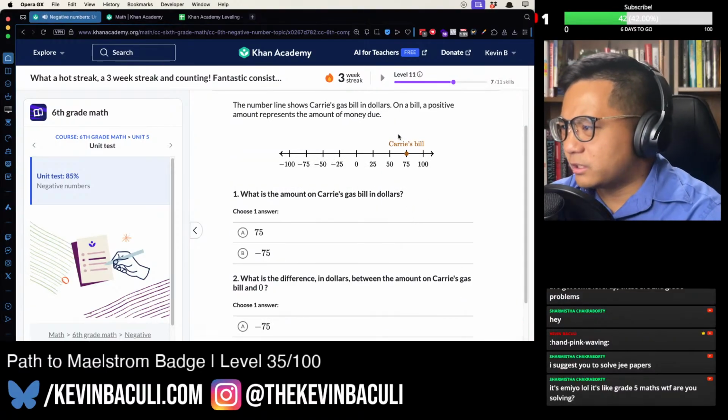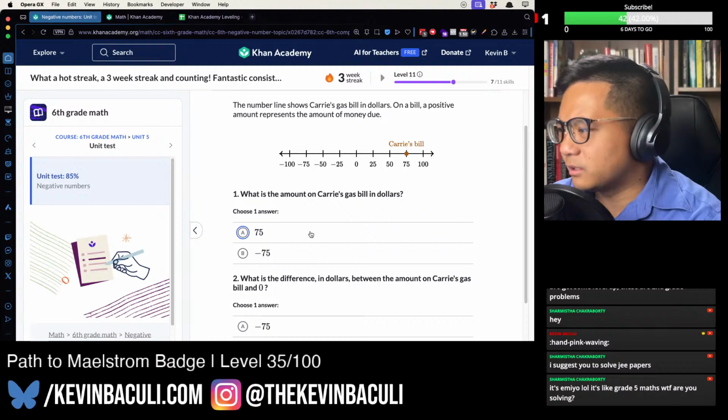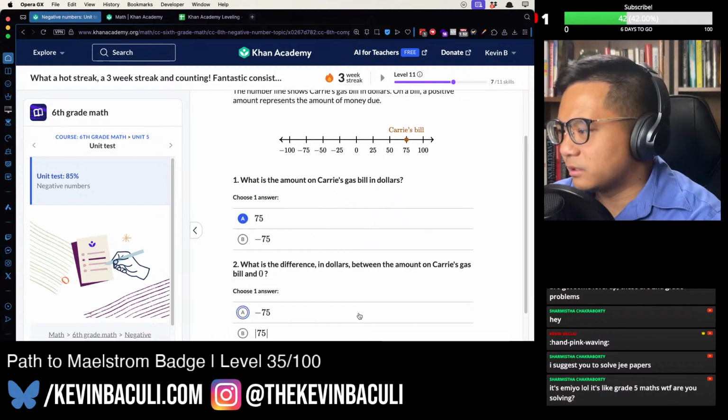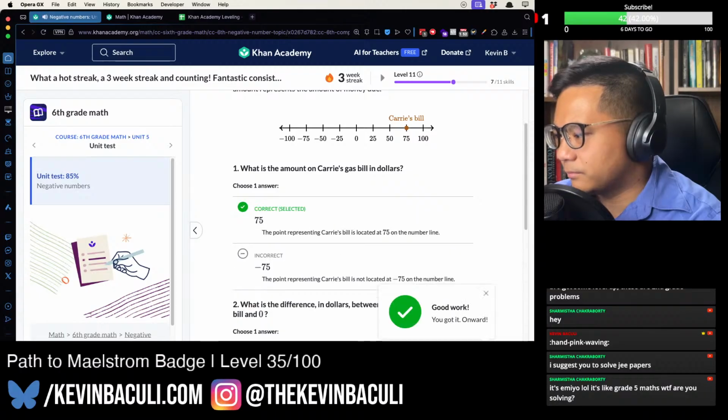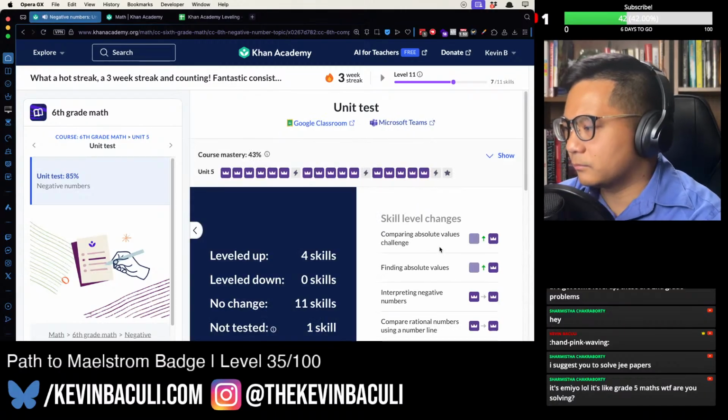The number line shows Carrie's gas bill in dollars. On a bill, a positive amount represents the amount of money due. What is the amount on Carrie's gas bill in dollars? What's the difference between the amount on Carrie's gas bill and 0? Alright, cool.